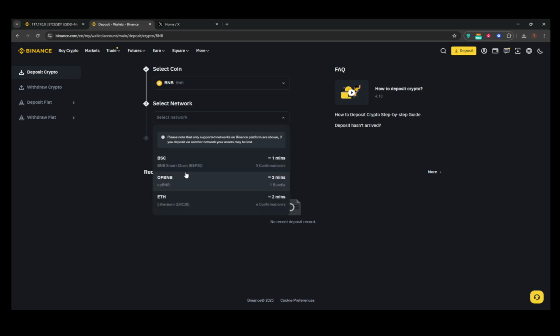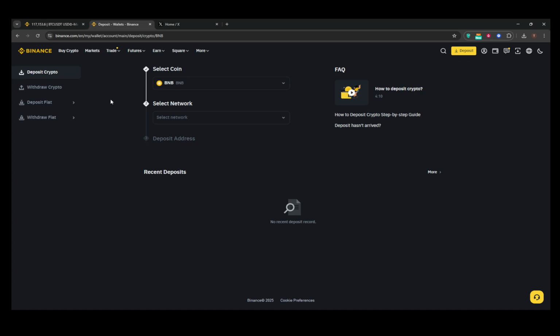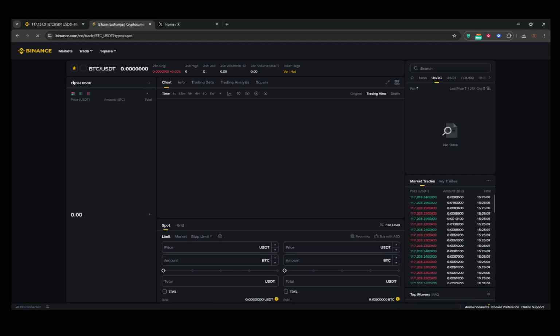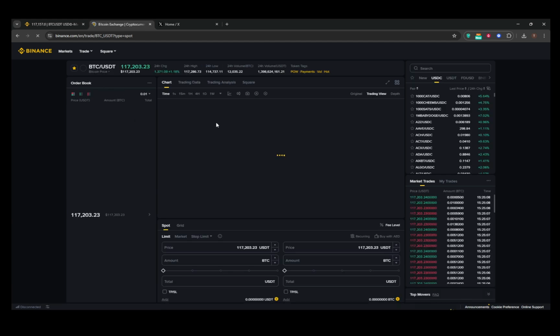Familiarize yourself with the spot market, which is the basic buying and selling marketplace on Binance. Here, you can choose a trading pair, for example, BTC/USDT, and place orders. You'll find advanced chart tools offering insights through price charts, order books, and recent trades.